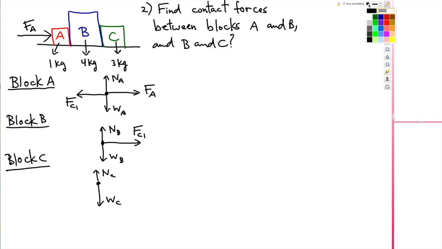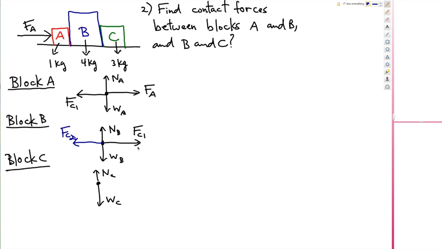Now let's consider, we have to add another force here acting on block B. There's also a contact force between blocks C and B. So this one here I'm going to call contact force FC2. Okay. So here's the free body diagram for block B.